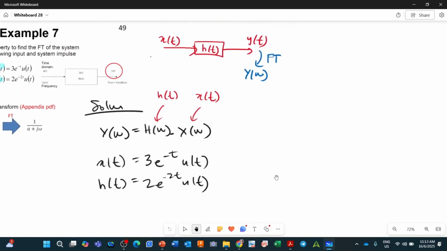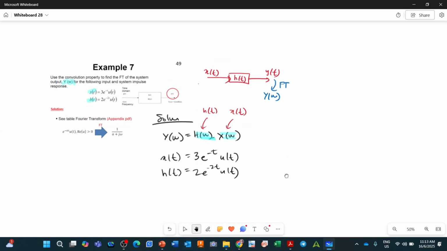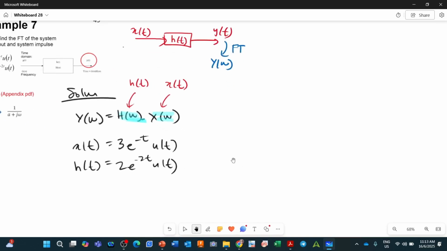Alright, so based on what I have written in front, this is h omega, and y omega. So basically, did I convert it yet? Oh no. Alright, so now what you need to do is convert it into frequency domain using the Fourier transform.